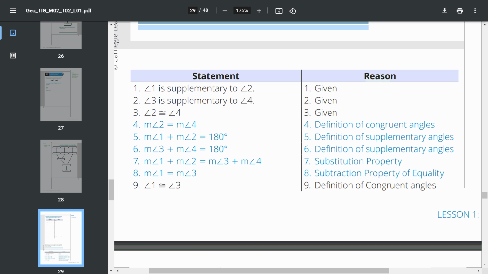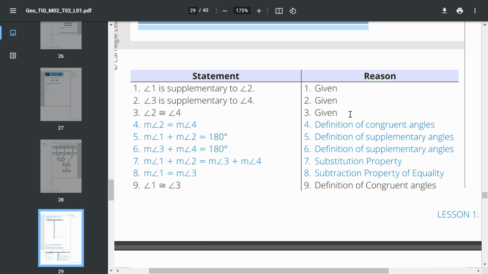This proof we're going to walk through as a two-column proof. So from that diagram, and you can always rewind, we know that angle 1 is supplementary to angle 2 because that's given from the diagram. Angle 3 is also supplementary to angle 4, given from the diagram. We're also told that angle 2 is congruent to angle 4 by those angle markings we saw on the diagram.